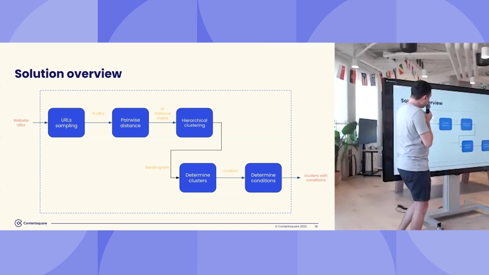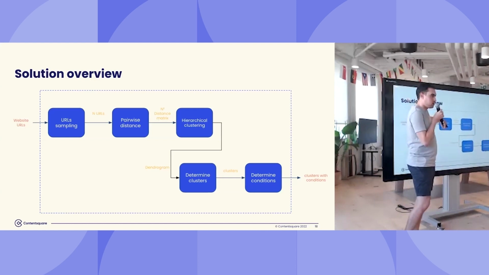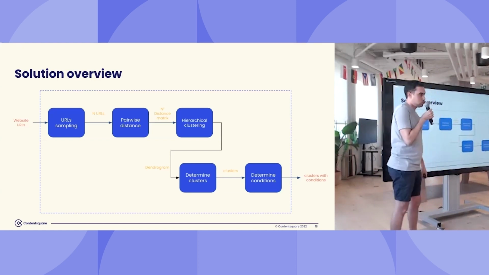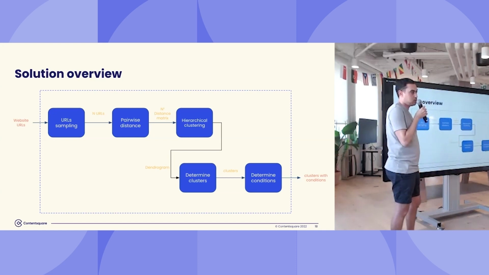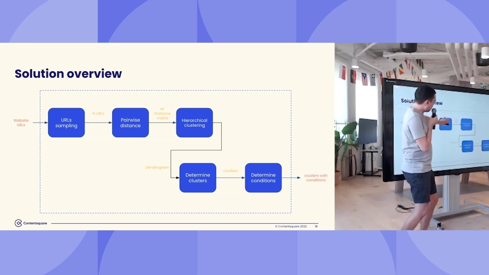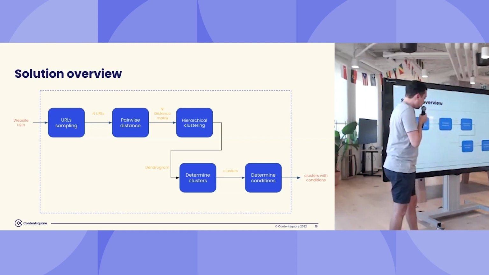Notice that we're doing sampling here because this step is n squared complexity, and you don't want to compute a 1 million by 1 million matrix. In the following slides, I'm going to shed light on some parts of this solution.